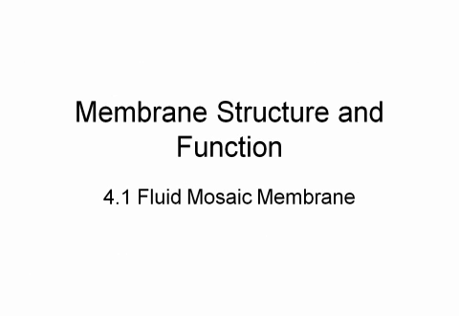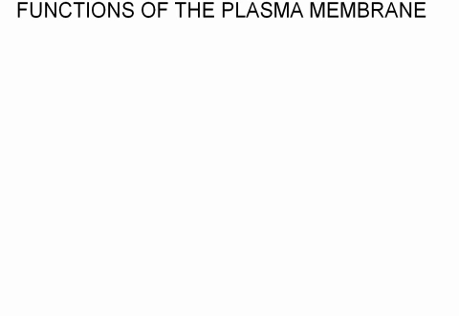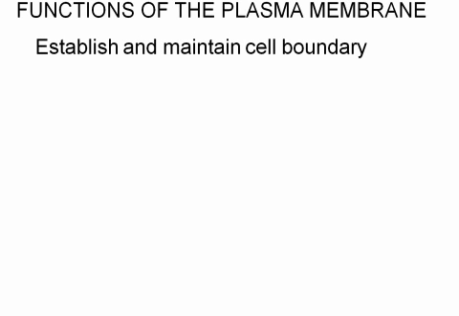Lesson 4, Membrane Structure and Function, the Fluid Mosaic Membrane. In Lesson 3, we very briefly looked at the plasma membrane as we were examining the structure of the cell, and at that time we assigned the plasma membrane a role of gatekeeper of the cell. In Lesson 4, we're going to look at the membrane structure in much greater detail and also look at the specific function in a little bit more detail.